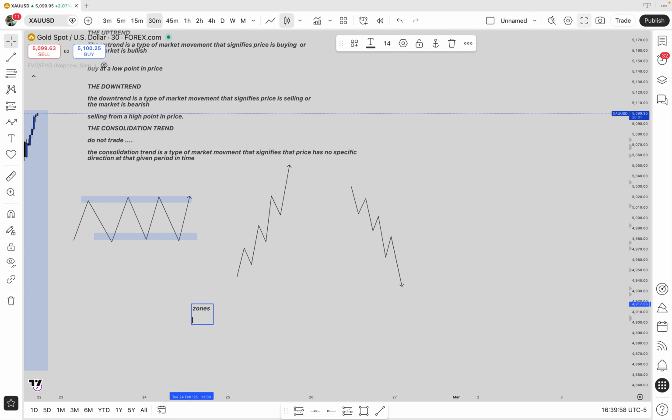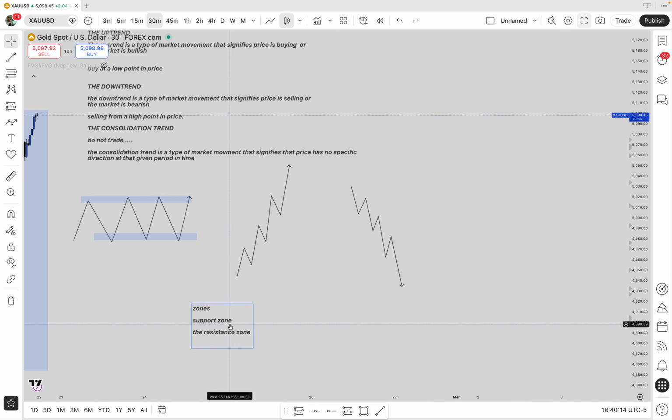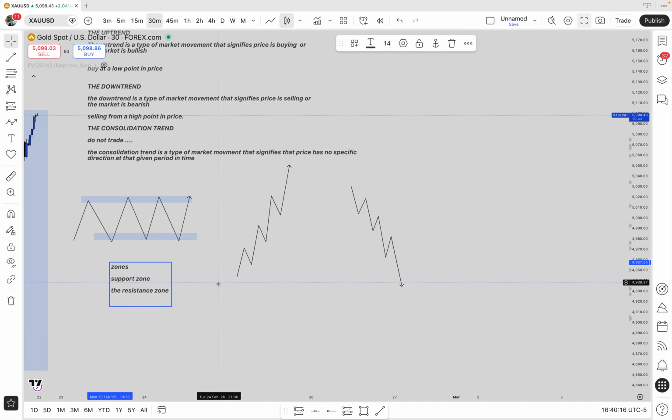Under the zones, we have the support zone and the resistance zone. Now, what is a support zone? I'm not going to write this down. You guys should listen. The support zone is an area in price whereby the market bounces off from, while the resistance zone is an area in price whereby the market rejects from. There is more to this.